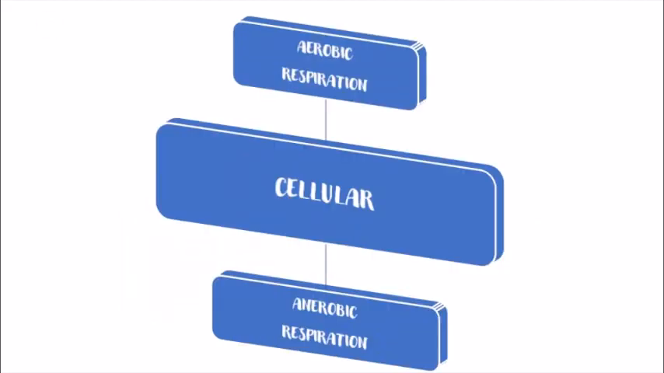Now cellular respiration is also of two types, that is aerobic respiration and anaerobic respiration. Aerobic respiration involves oxygen, so this respiration is performed in the presence of oxygen. Whenever oxygen is present, our body performs aerobic respiration. Anaerobic respiration, on the other hand, is performed when oxygen is not present. So whenever our body does not have oxygen, at that time we perform anaerobic respiration. These are the two types of cellular respiration: aerobic respiration in the presence of oxygen, and anaerobic respiration in the absence of oxygen.